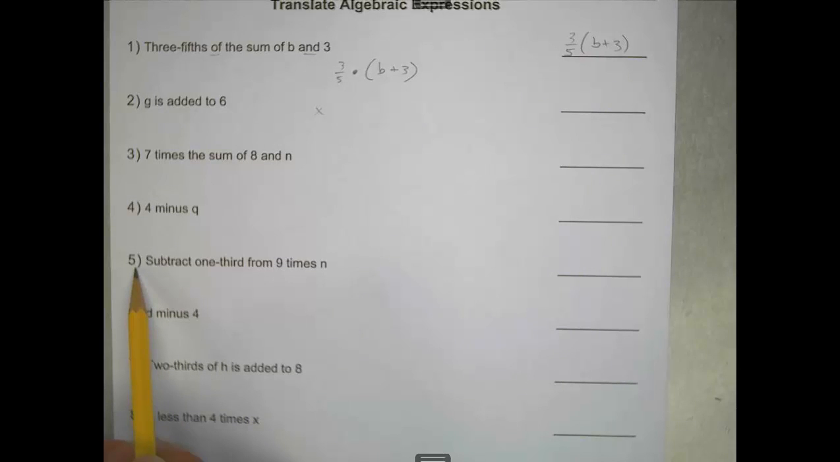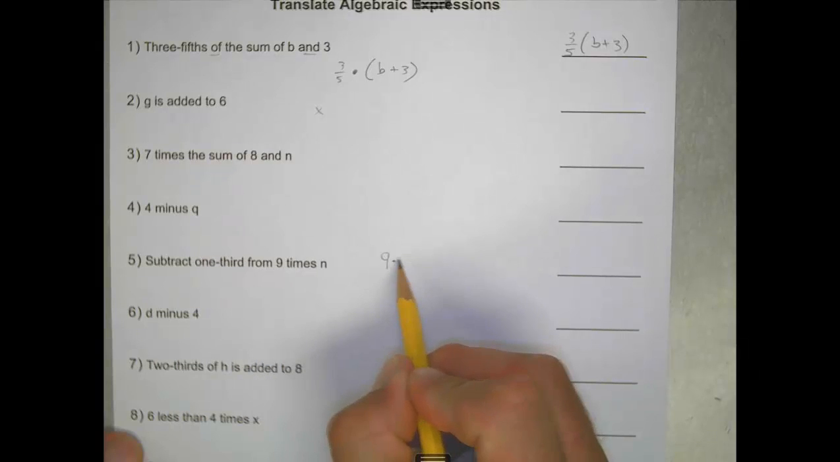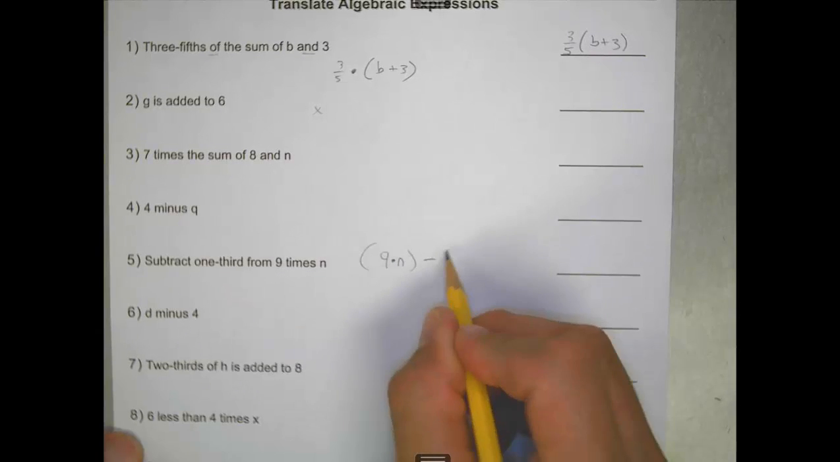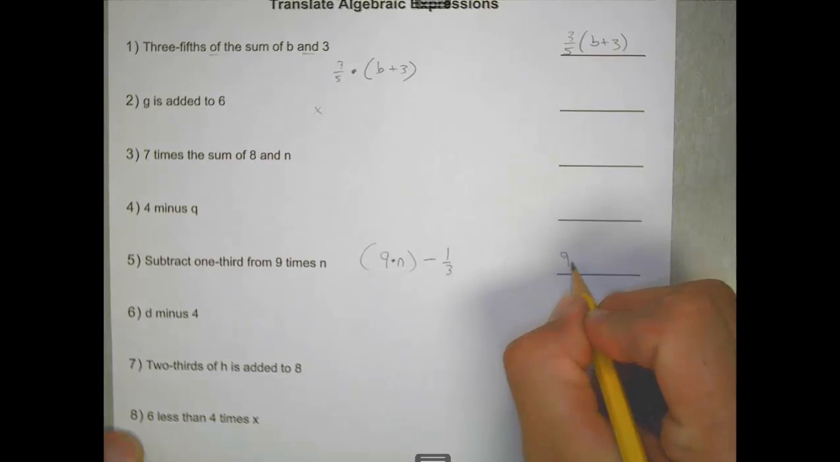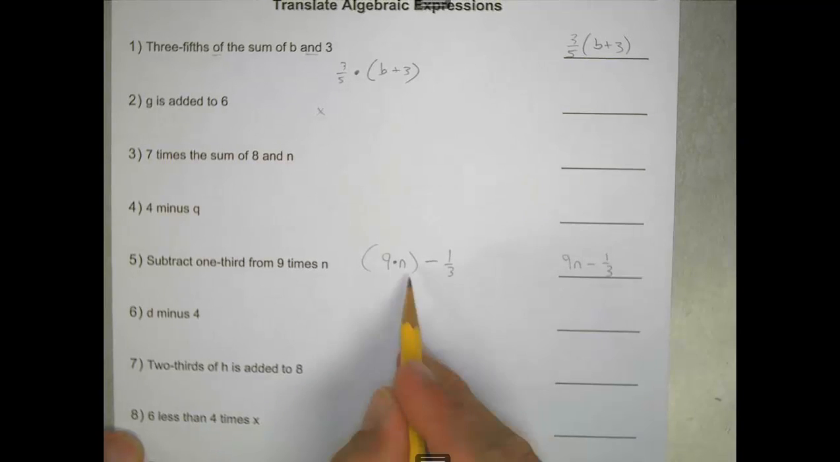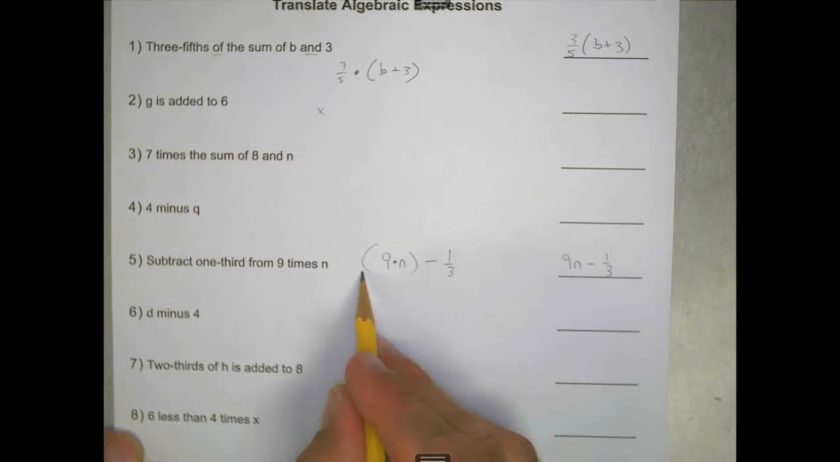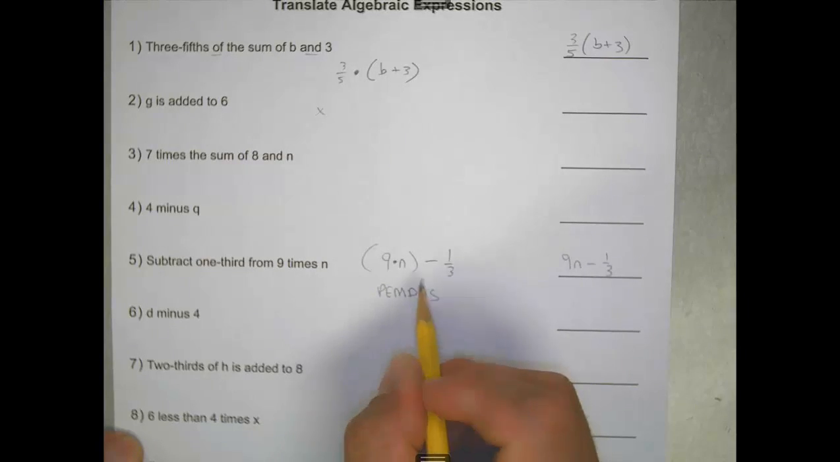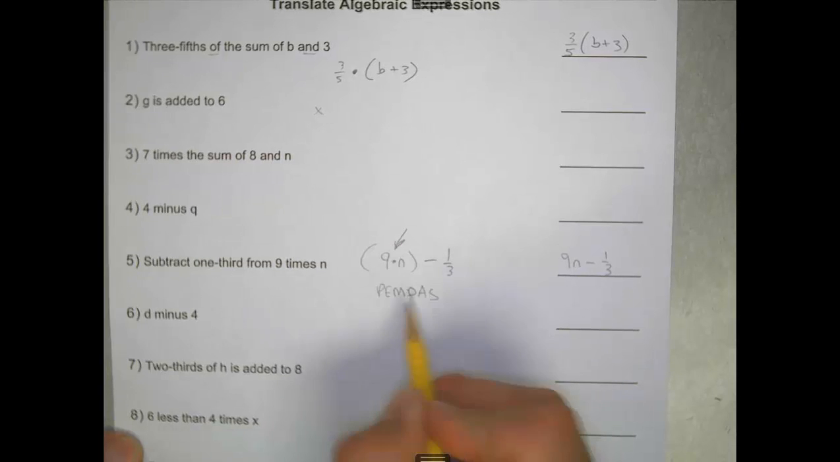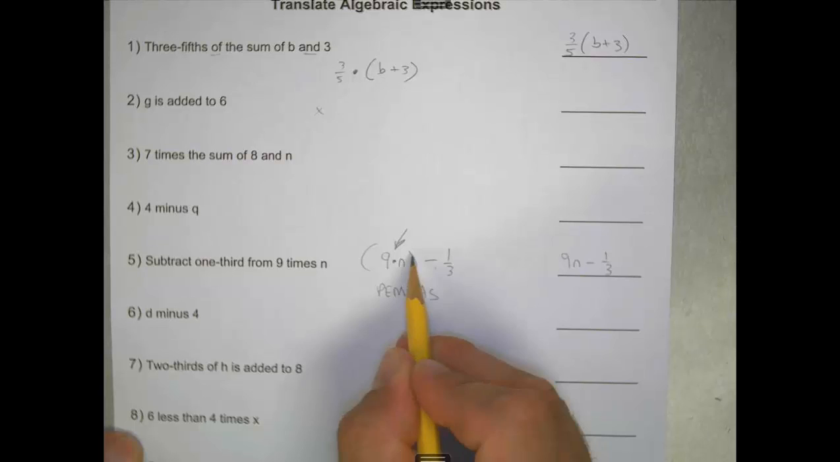But let's try 5. Looks like a challenging one. Subtract 1/3 from 9 times n. Okay, so we want 9 times, which is multiplication, n, and we want to subtract 1/3 from that. So we're going to subtract 1/3 from that. All right, so let me put that: 9n minus 1/3. I didn't need that in parentheses, and the reason I don't need that in parentheses is because of PEMDAS, your order of operations, which we'll get to in the next lesson. It doesn't matter if I put those in parentheses. We know multiplication comes before subtraction. So we're going to do this first anyway. So there's no need for the parentheses.